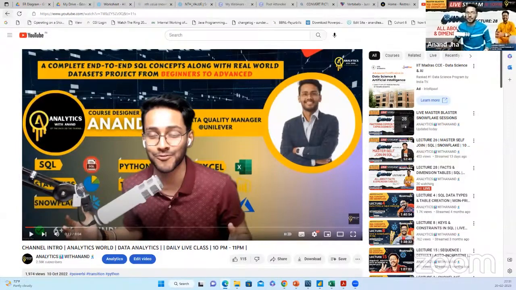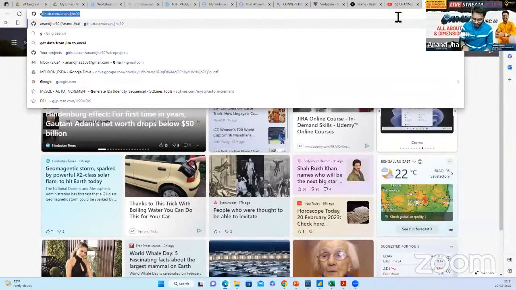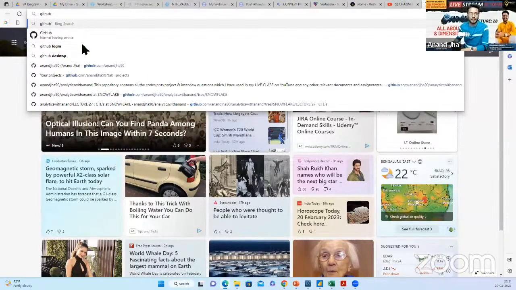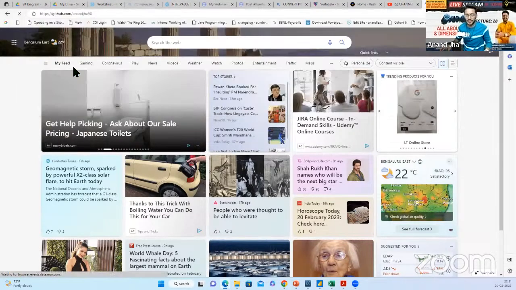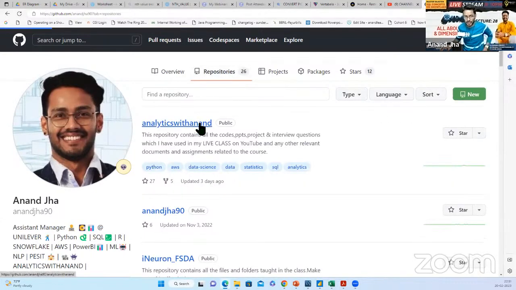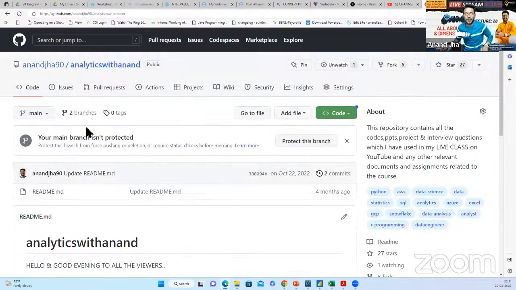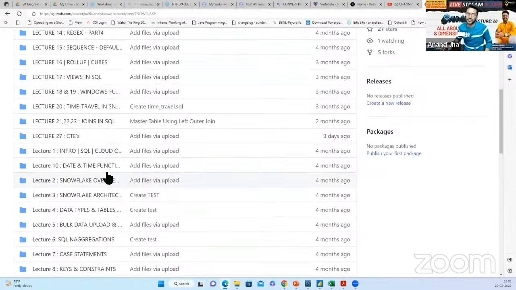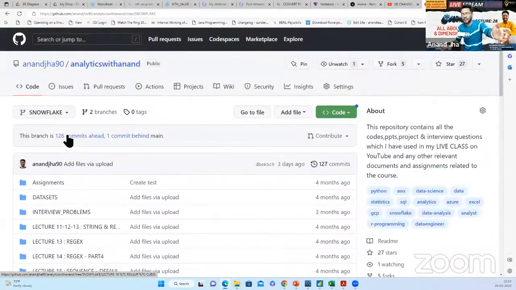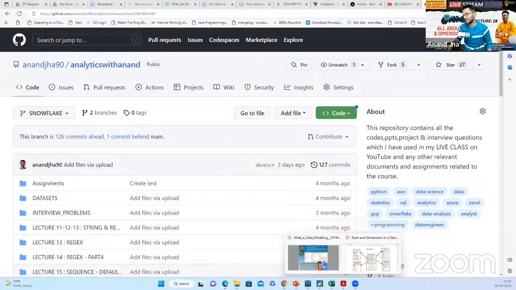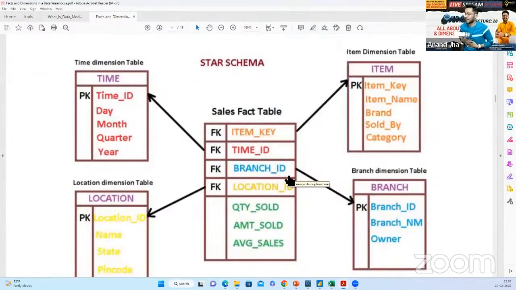Now all the notes you can refer to on GitHub. Everything I'm sharing. So just go to GitHub and you will have today's notes also. Go to the repository, analytics with Anand, and then you'll find the branch. Go to the Snowflake branch, and you'll find all the lectures. Lecture number 27 on CTE, which we already discussed, I have uploaded. This is lecture number 28. I will upload this also. Okay. After this, I'll start teaching Python.